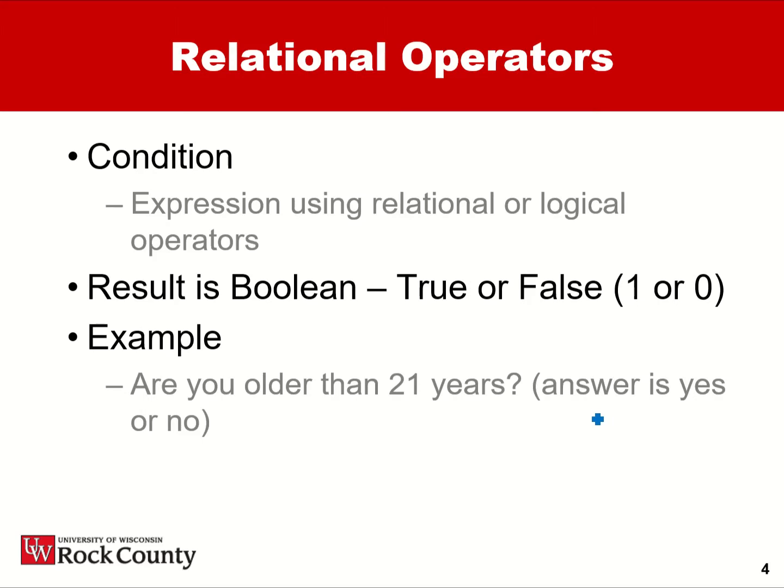Relational operators work at looking at some condition and telling us if something is true or false. Relational operators only give us a 1 or a 0, or a true or a false, essentially. They answer questions, like, are you older than 21? If the answer is yes or no, that means it's true or false. So you're just doing a comparison. So relational operators are really just comparison operators.